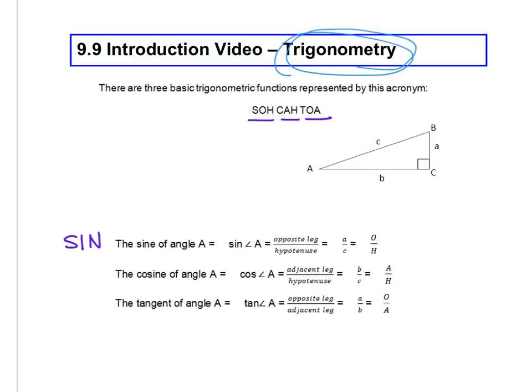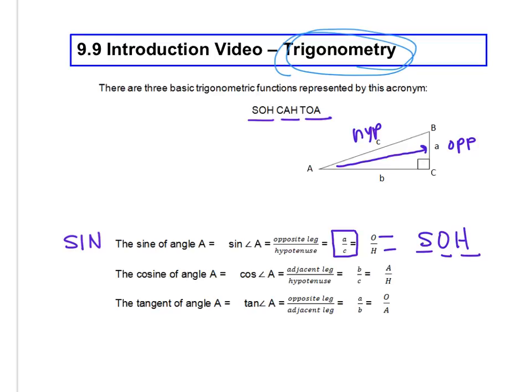So if you look at angle A, here's angle A right here. So the opposite side is going to be the side that is across the triangle from it. So there's the opposite side. And then the hypotenuse is the longest side of the triangle across from the 90 degrees. So here is the hypotenuse. So you can see that the sine of angle A is A over C. Or here's that opposite over hypotenuse. So that's your SOH, S-O-H. The sine is the opposite over the hypotenuse.